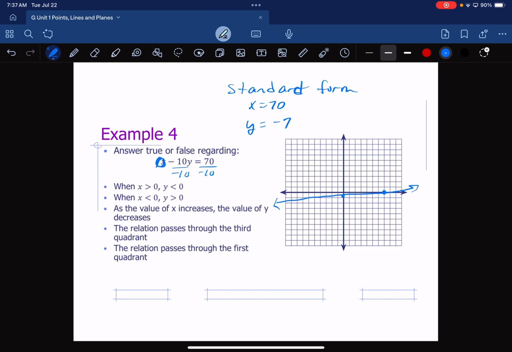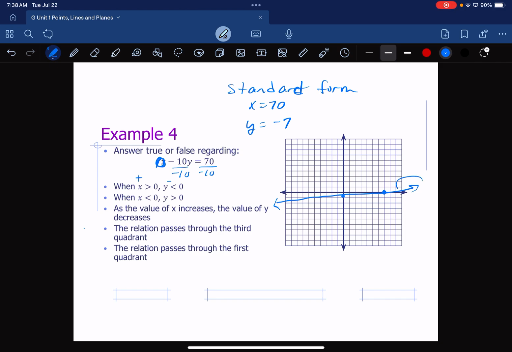So there's my line, like that. So, questions then. When x is greater than 0, y is less than 0. Well, what's another way of saying x is greater than 0? Isn't that really just saying that when x is positive? And when something's less than 0, isn't it really just saying it's negative? So it's saying that every time x is positive, or for every positive x number, the y values are negative.